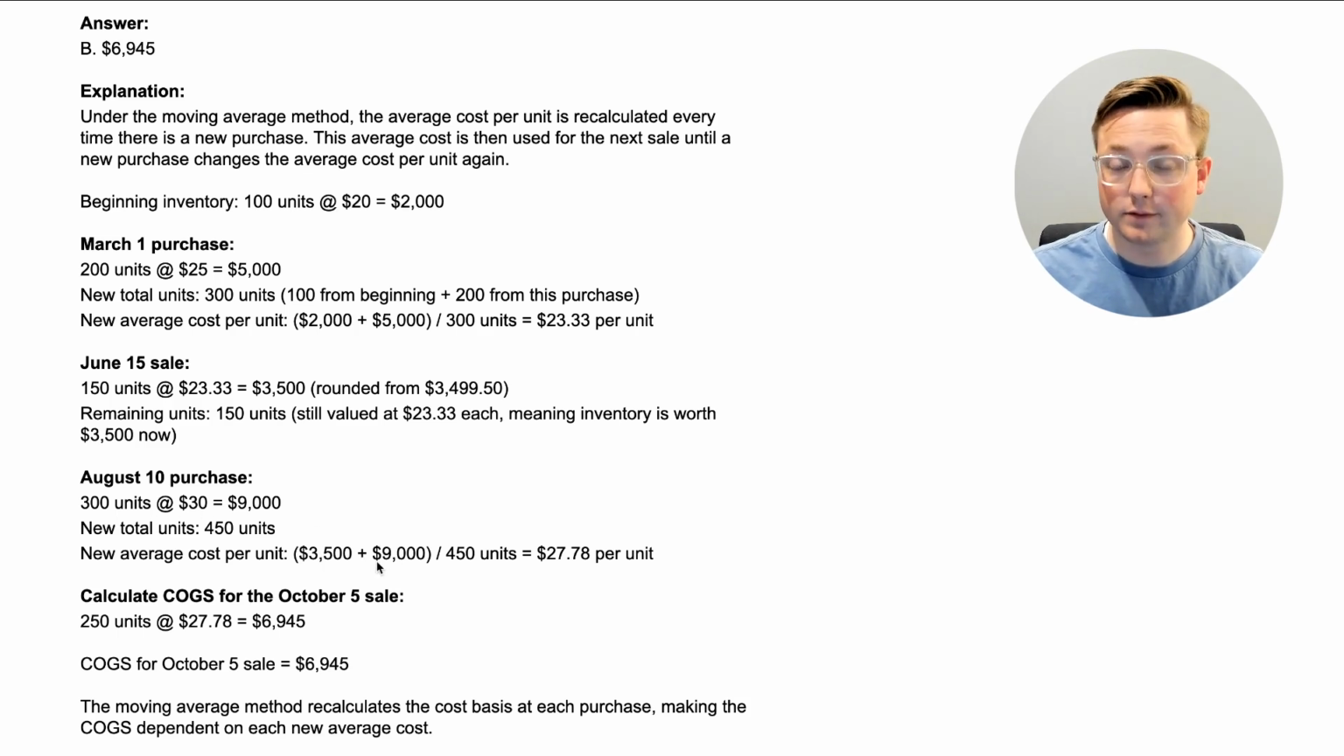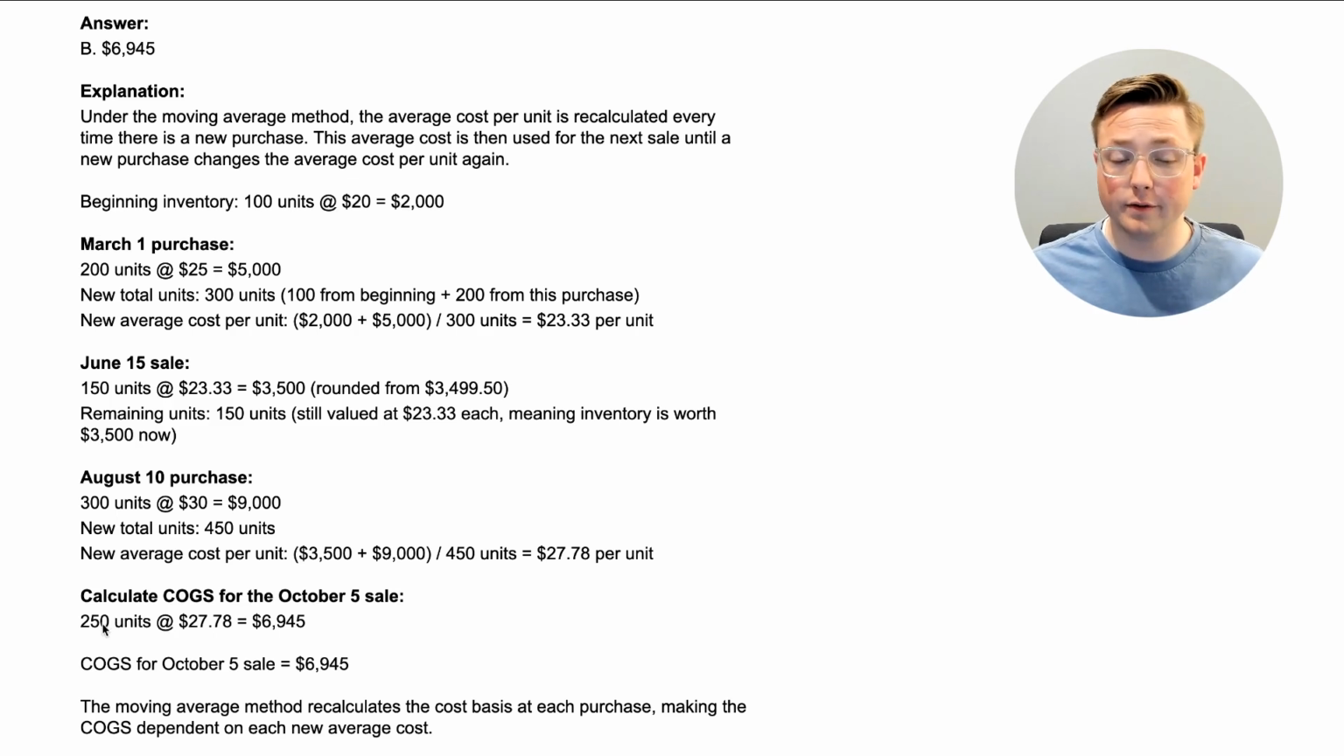That gives us $12,500 divided by 450 units. That gives us $27.78 per unit. So that is the new moving average as of August 10th when we purchased more units. So $27.78. Now we can finally apply this to the October 5th sale, which was a sale of 250 units.